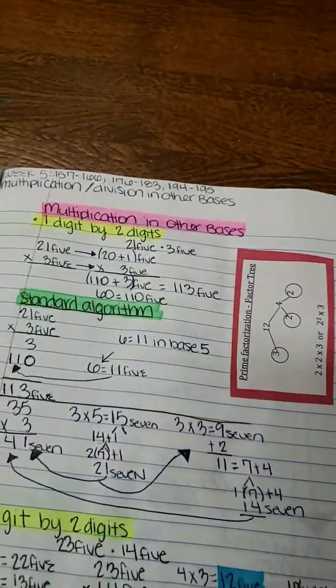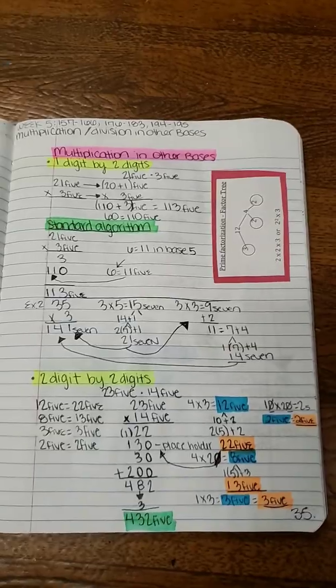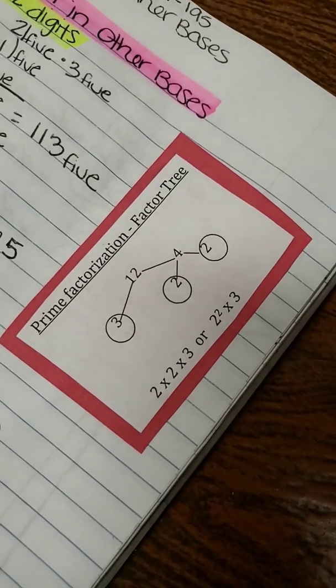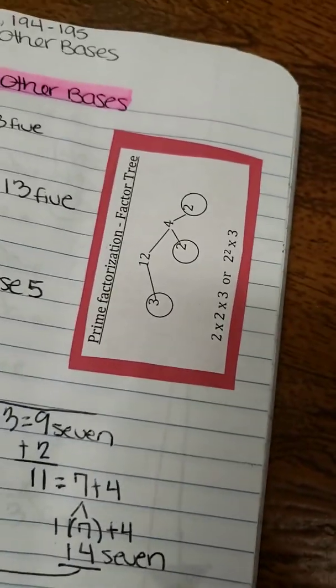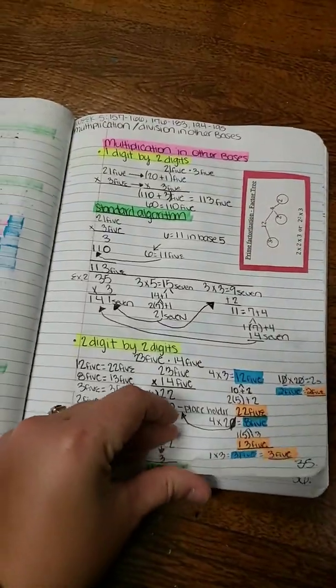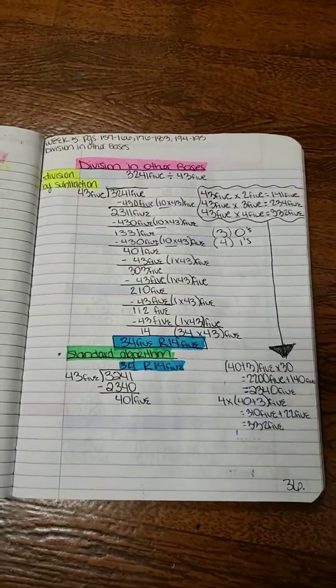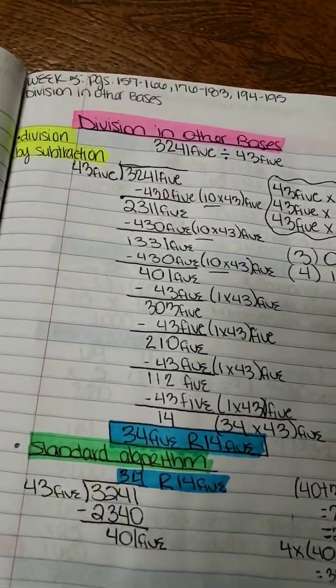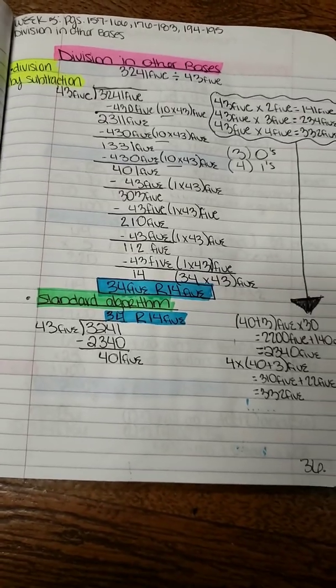Sorry, fresh glue. Multiplication, division, and other bases. And I just glued factor tree. I didn't want to put it over there because it was so small, it was just going to take up the whole page. Division and other bases. This is division by subtraction and standard algorithm.